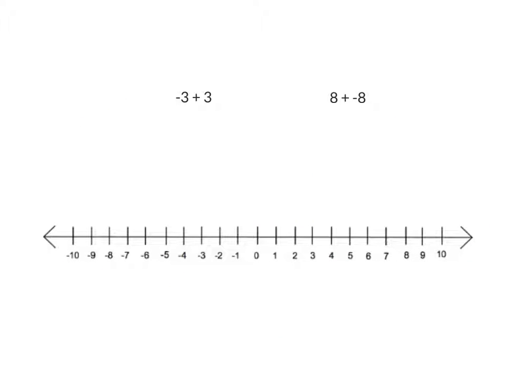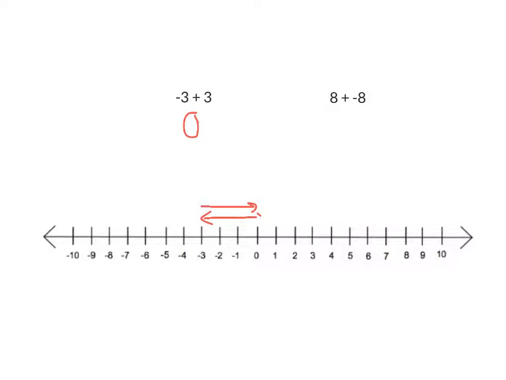For the final rule for adding integers, we're going to add opposites. And we can see the two problems I have. I'm adding opposites for 3 and negative 3, and the opposite of 8 is negative 8. So we start with the first one. At 0, I go left to negative 3, and I add positive 3, so I go right, and I end up back at 0.